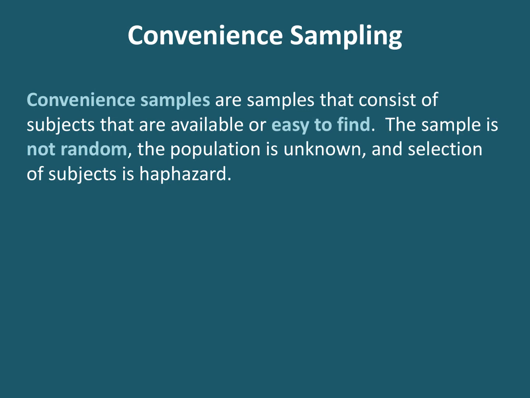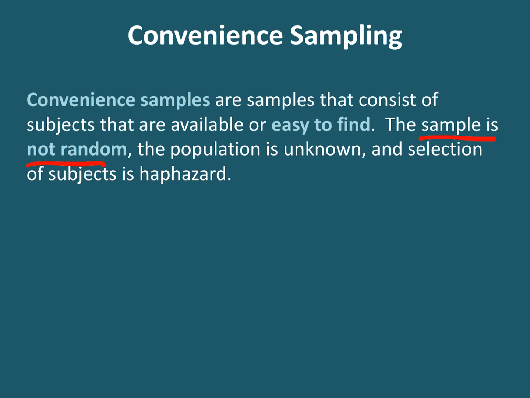Convenience samples are samples that consist of subjects that are available or easy to find. Like imagine trying to do a survey of only people that happen to be walking past your front door of your house or your apartment. Well, chances are that's not going to be a very accurate sample because it probably doesn't represent, for example, the entire city that you live in, because maybe you live on one certain part of the town versus another. But the point is that the sample is certainly not random.